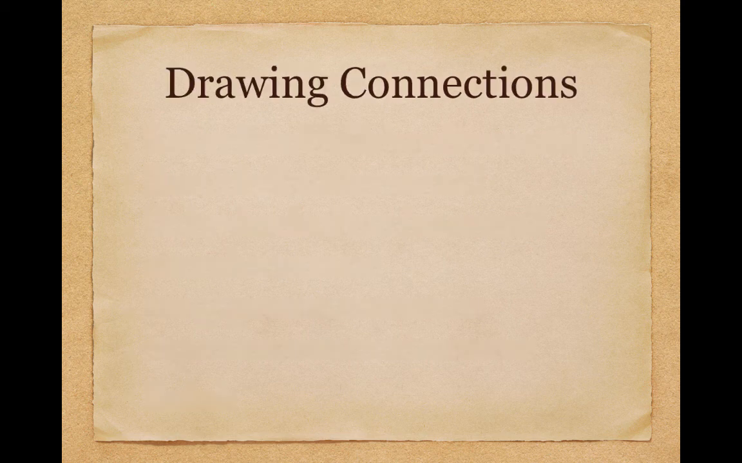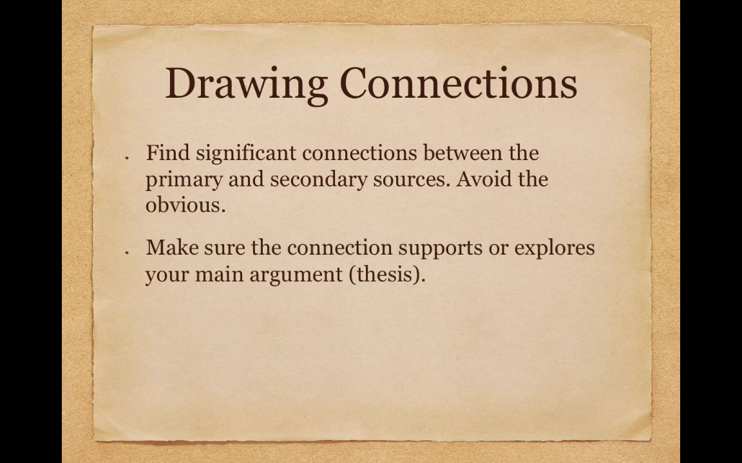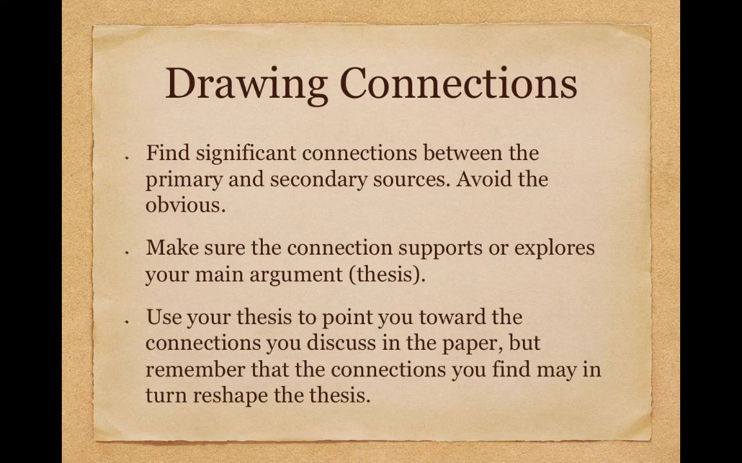All right, so you're going to start by drawing connections. You need to find significant connections between the primary and secondary sources. You want to avoid the obvious things that are just basic, simple observations because you're going to be using this to make an argument. So you want to find things that are a little bit more complicated. Make sure that the connection you find supports or explores your main argument or thesis. And you want to use your thesis to help you find the connections you discuss in your paper, but remember that the connections you find may in turn reshape the thesis.